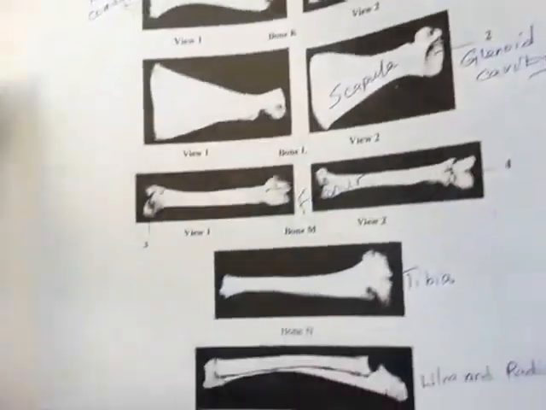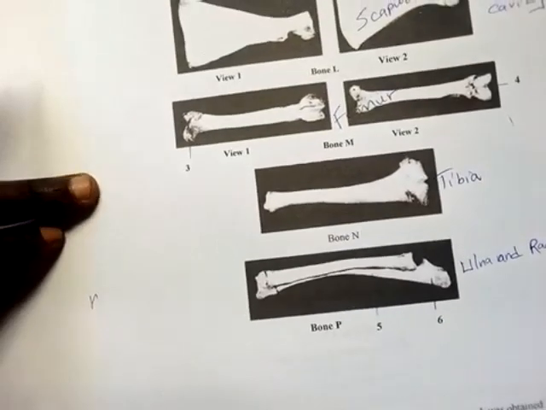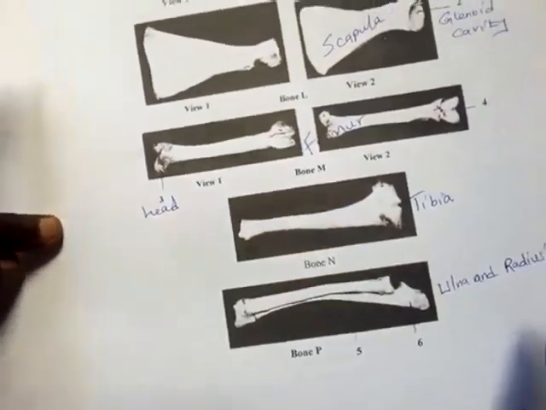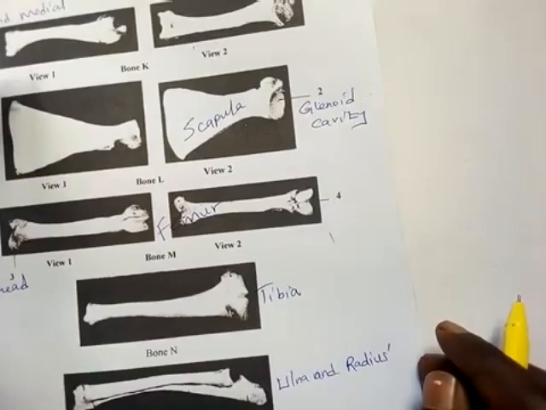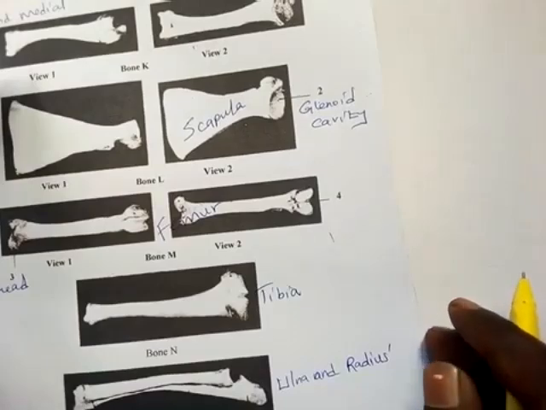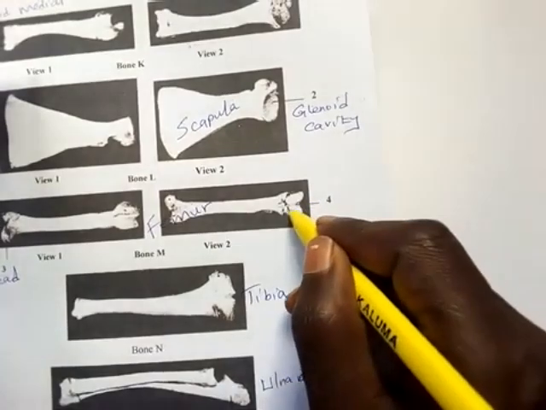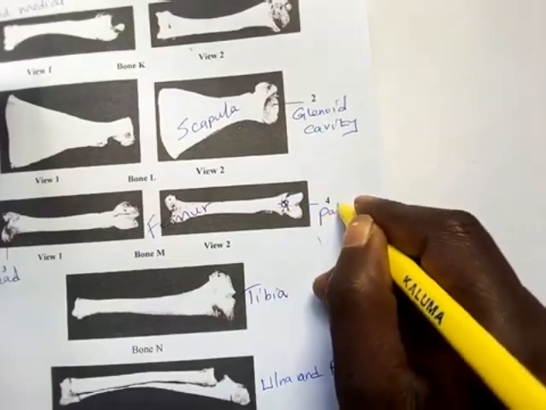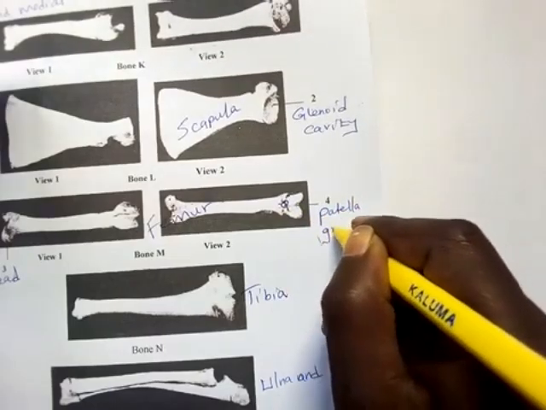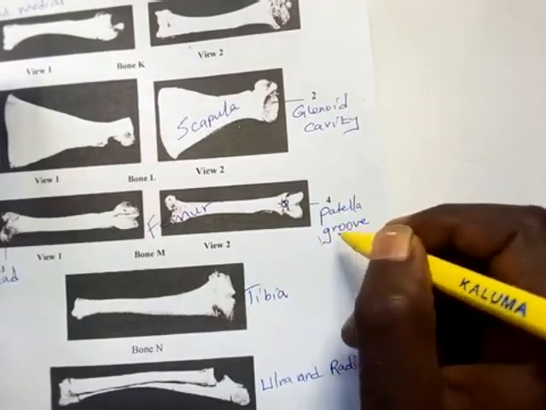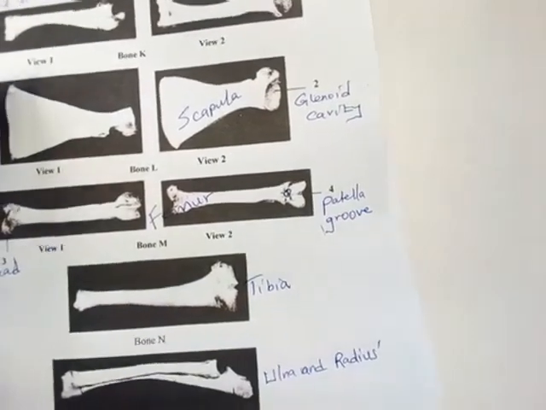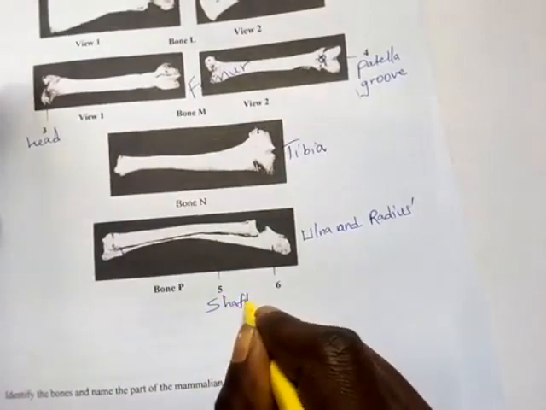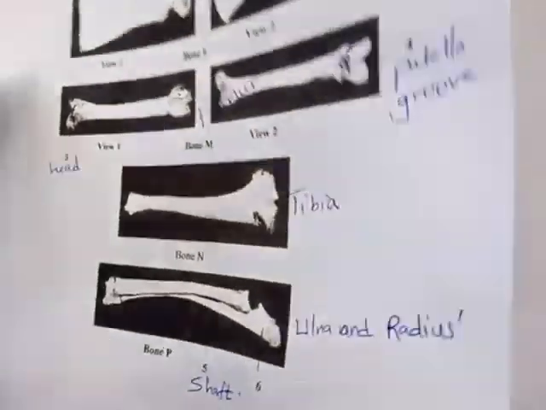Number 3 is found in the femur, and this is the head of the femur. Then number 4 is found also in the femur, and it is here. That one is the patella groove. It is found in the knee there. And then number 5, this is the shaft. Now we can label our parts.